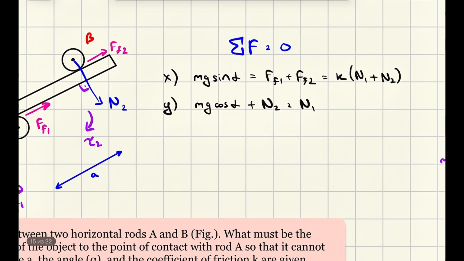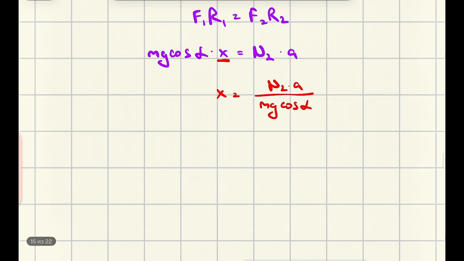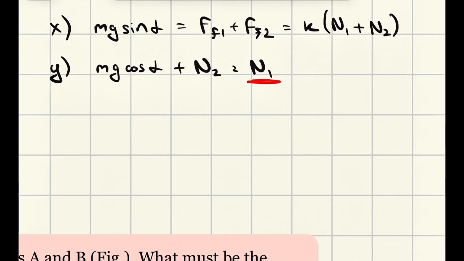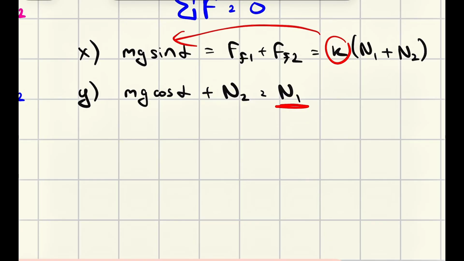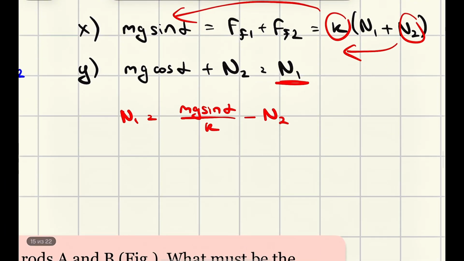Okay, what we are going to do right now is very important. Let's give some meaning to N2. Let's substitute N1 with N2. So we move this K to that side, and we move this N2 to that side. From the first equation, x direction, we would have N1 equals mg sine alpha divided by K minus N2. We right now can put it into the second equation, and we would have mg cosine alpha plus N2 equals mg sine alpha divided by K minus N2.